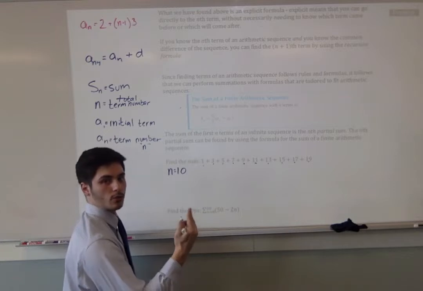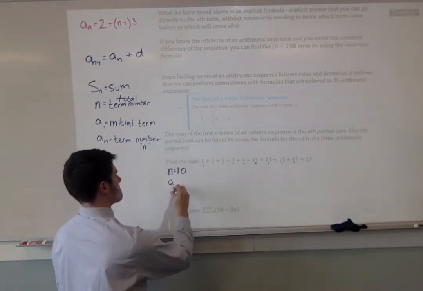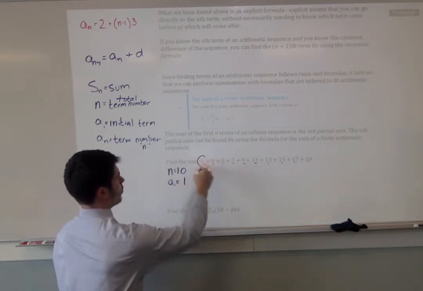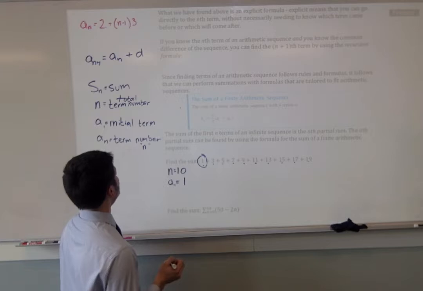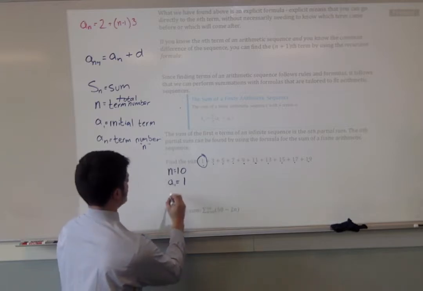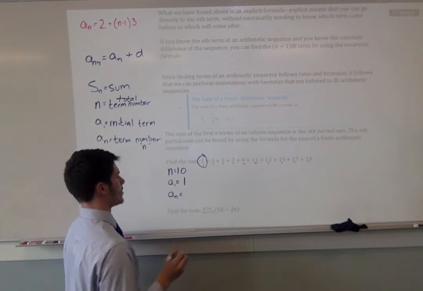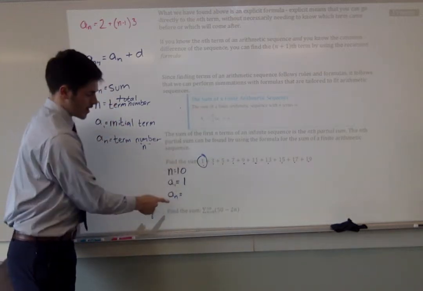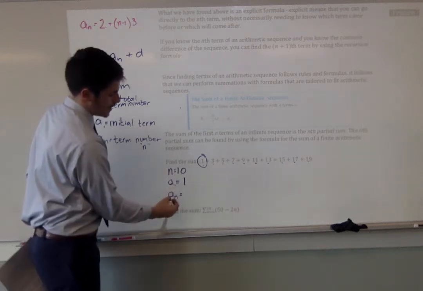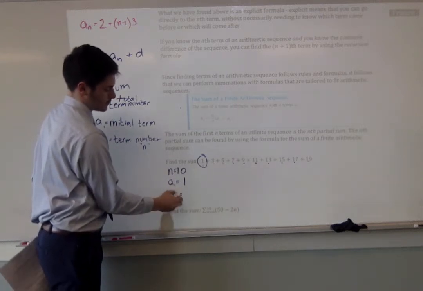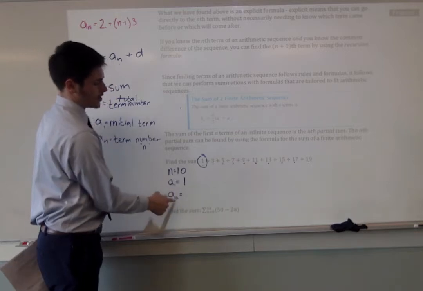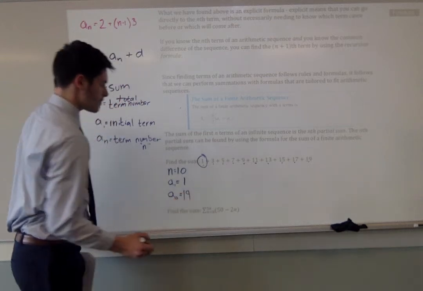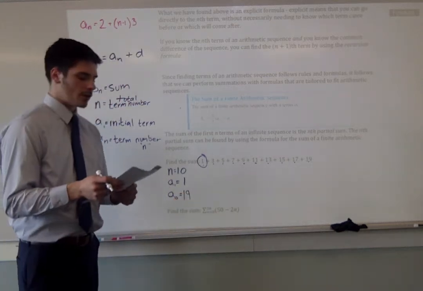And our initial term, which we also know and can find very easily, represented by a subscript 1, is going to be 1, because 1 is our initial term. Our last term, so our a sub n, since there's 10 terms, a sub n is going to be a sub 10. And a sub 10 equals what? 19, right? So now we can just plug all of this into this formula here.